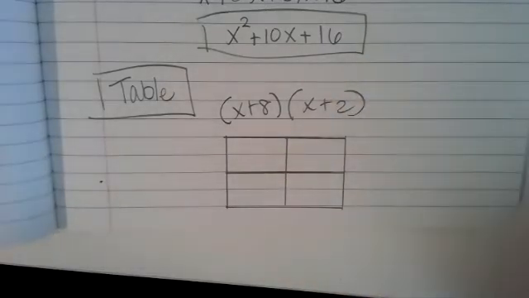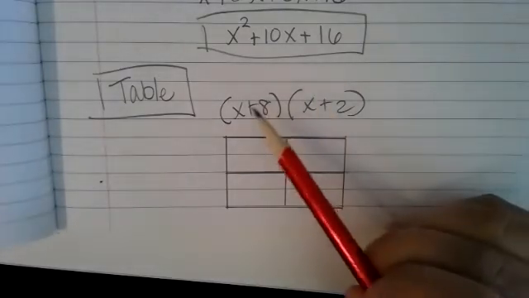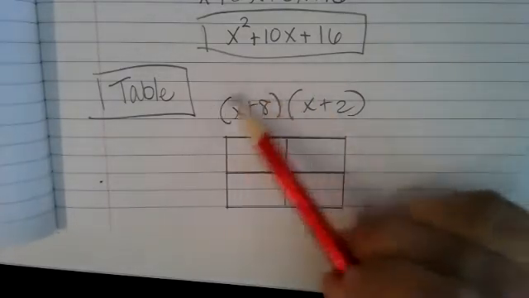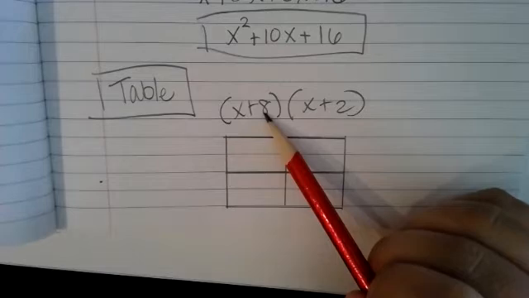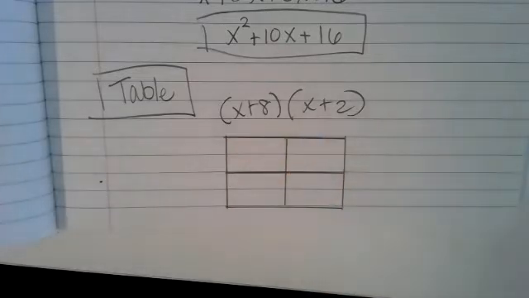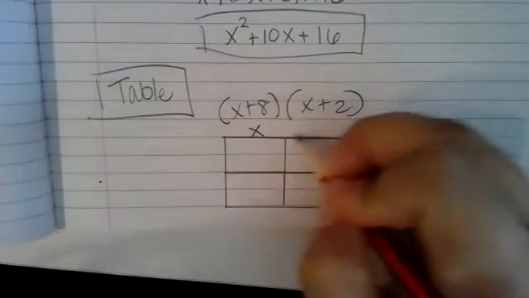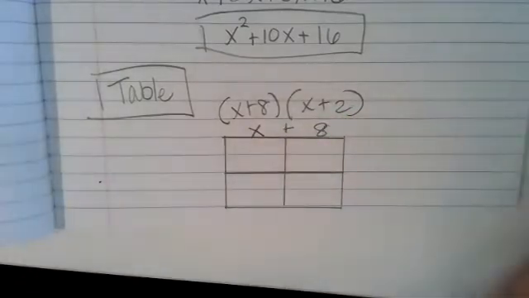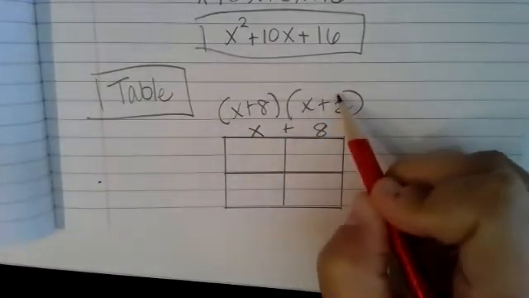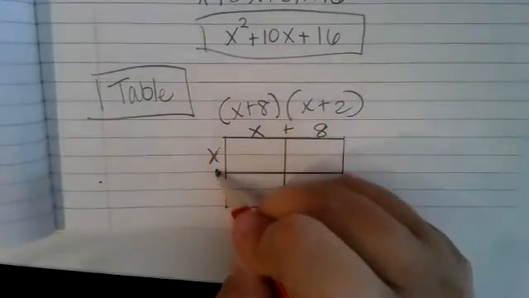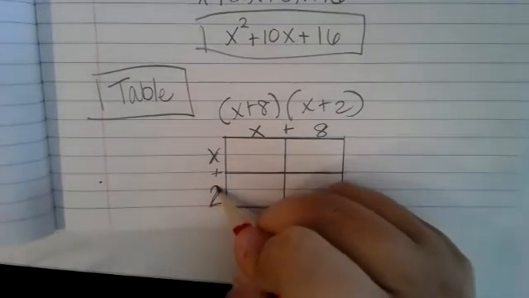That's the first thing. Then from there, what I'm going to do is I'm going to take my first binomial and I'm going to write it in what we would say like expanded form. So this is going to be x plus 8. And then I'm going to take my second binomial and I'm going to write it in expanded form, x plus 2.